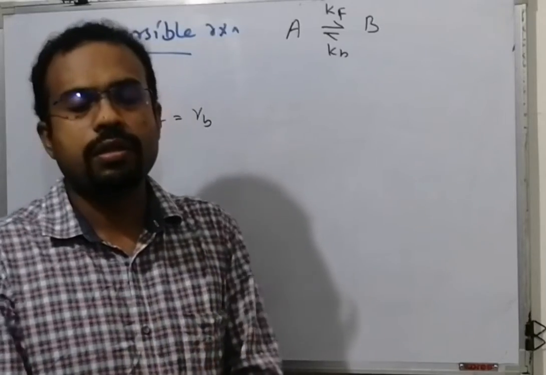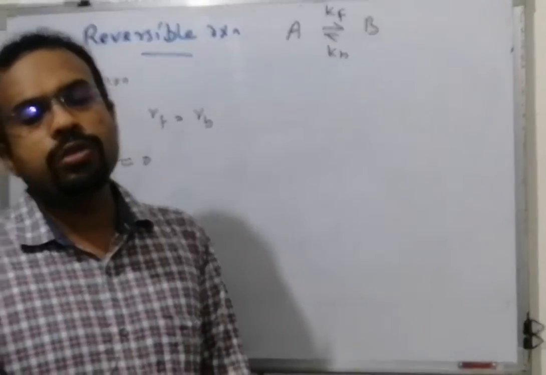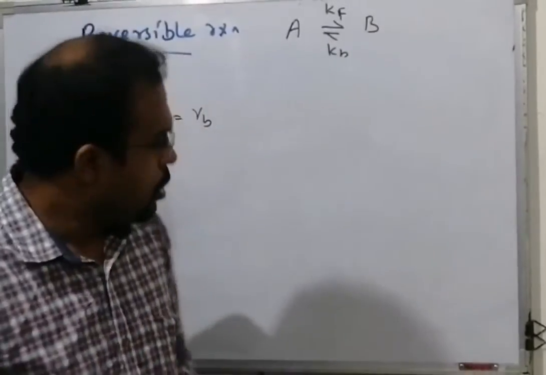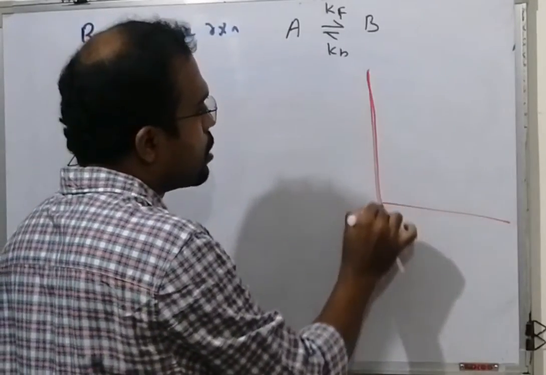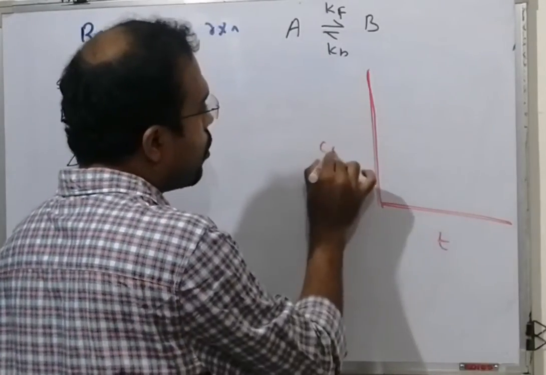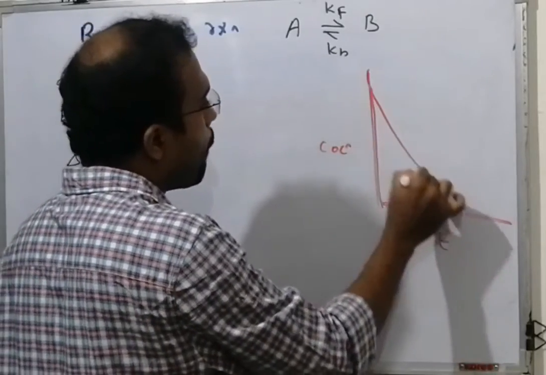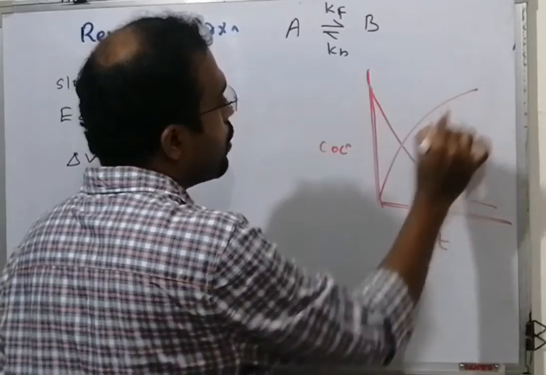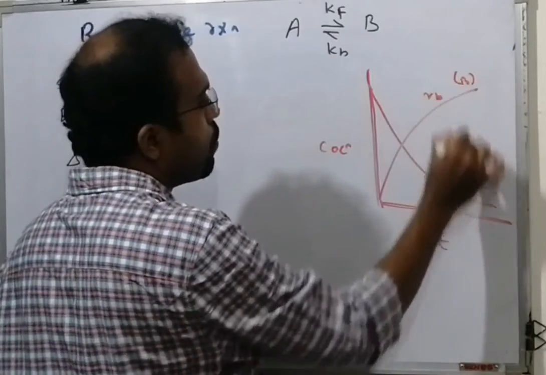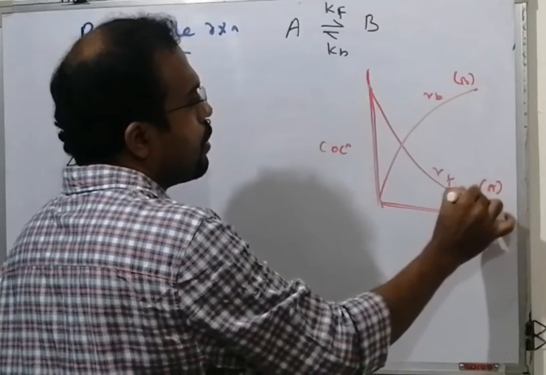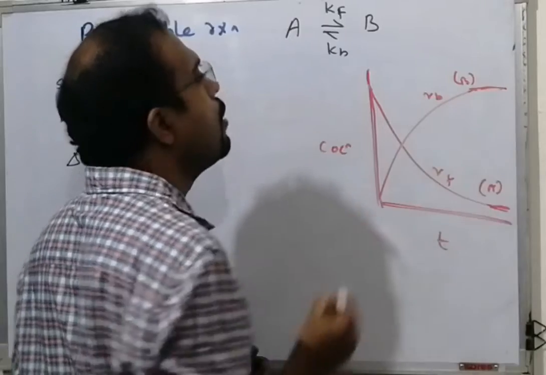How can we do that? It is also a lengthy derivation. We are not going to derive that topic in detail because that is not in our syllabus scope. Anyway, time and concentration. Suppose concentration of A, concentration of B. This is forward and this is backward. This is the concentration of B and this is a constant. And this point is called equilibrium.